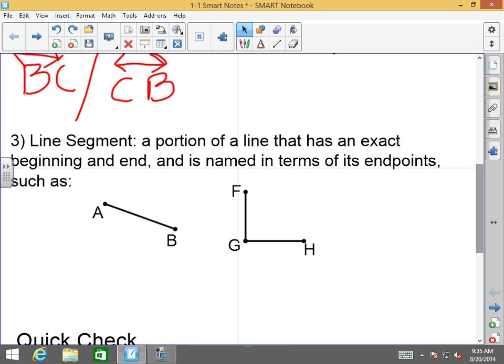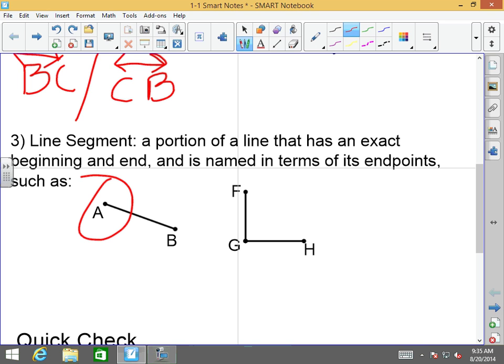And thank you. A line segment. A line segment is a portion of a line that has an exact beginning and end. Okay? So by that, I mean that there is an exact beginning. That's A, my beginning. And that's B, my end. And it is named in terms of its end points. So that AB there, guys, can be written as such. A, B. Or B, A. Notice that a line segment does not go on forever, gentlemen. So hence, it ends in two endpoints.